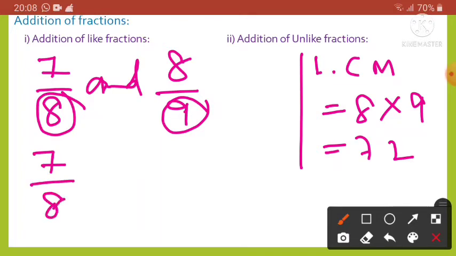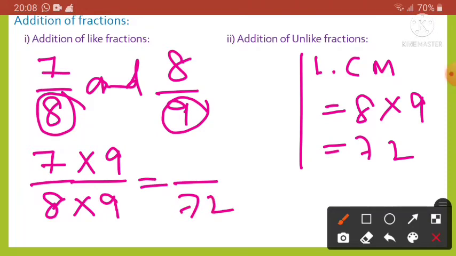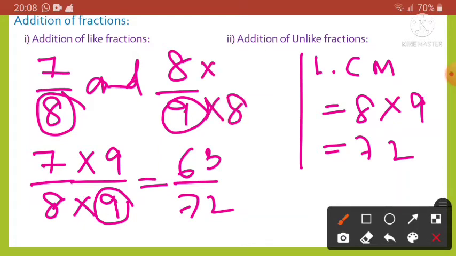How can we do this? If I multiply the denominator by 9, we get 72. If we multiply 9 with the denominator, we also have to multiply 9 with the numerator. So in the numerator we get 63. And here also we have to multiply both the numerator and the denominator by 8 to get the denominator 72. So here the numerator will be 64, because 8 into 8 is 64.